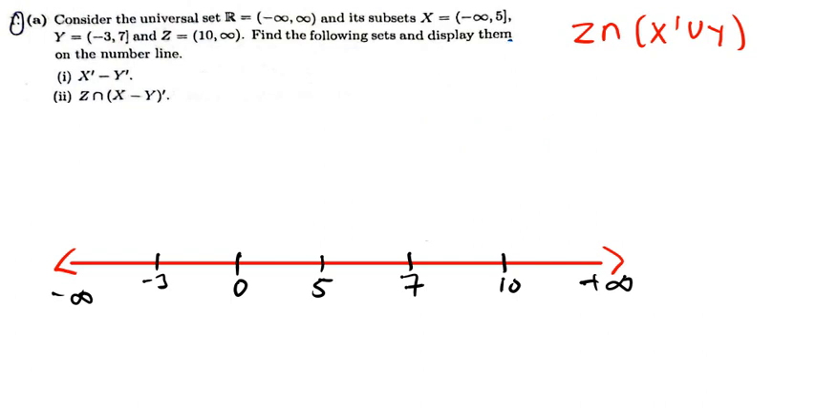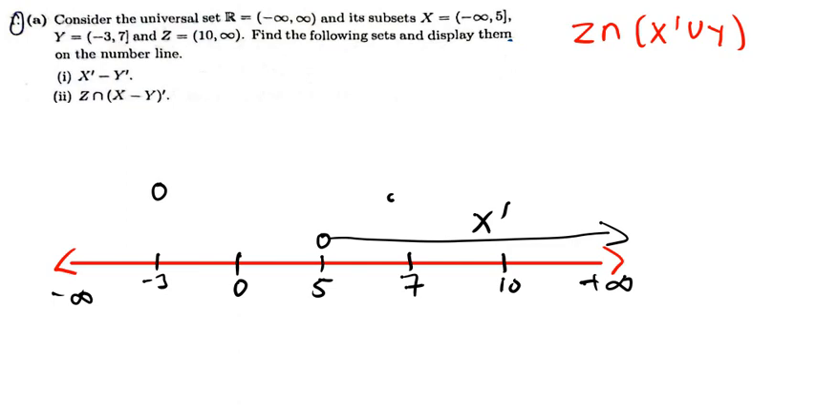Okay, now we can go ahead and plug in the values. What I mean is, what is X complement? You remember we had X complement from 5 not included all the way to positive infinity. So it's going like that. That is X complement. What of Y? Y, we said, is from negative 3 all the way to 7. Negative 3 not included, 7 is included.